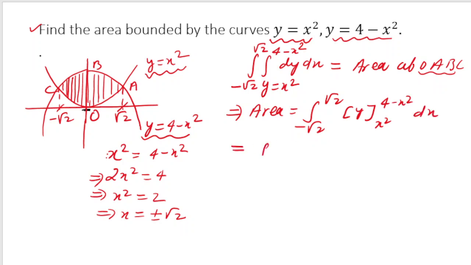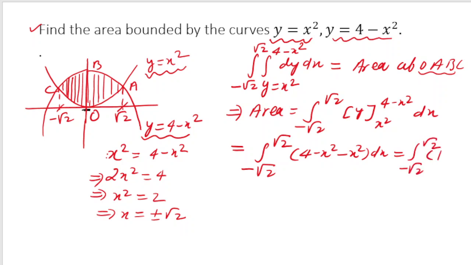Now I put the upper limit and lower limit, from minus under root 2 to plus under root 2, y is equal to 4 minus x square, so 4 minus x square dx. So that is equal to the integral from minus under root 2 to plus under root 2 of 4 minus 2x square dx. So what will this give me? This will give me 4x minus 2x cube by 3, and the limit of integration here is minus under root 2 to plus under root 2.